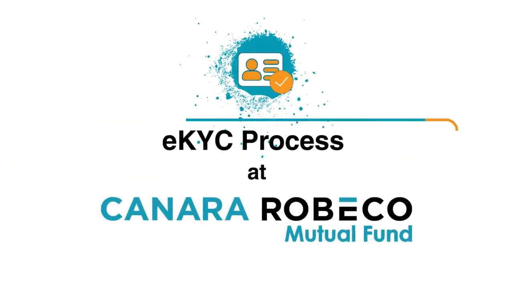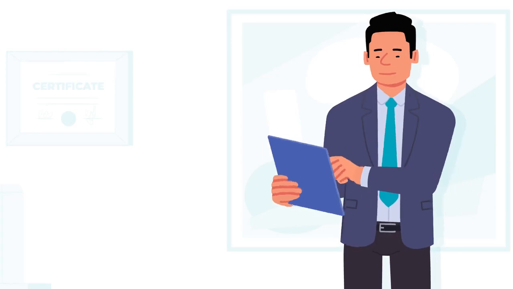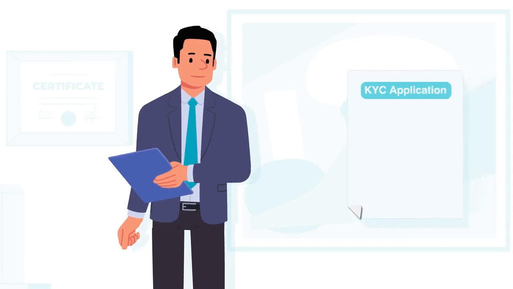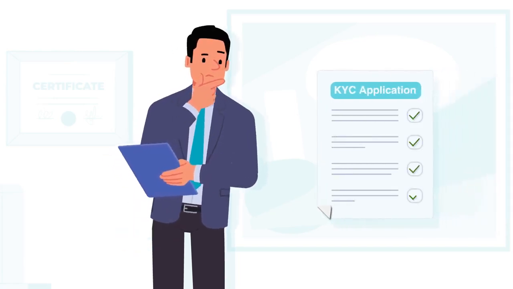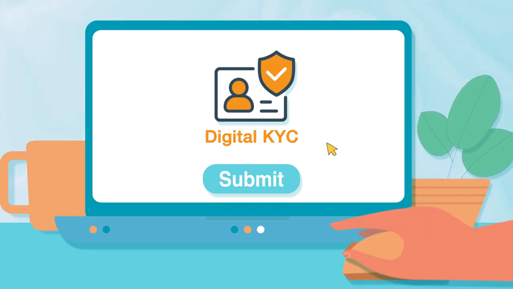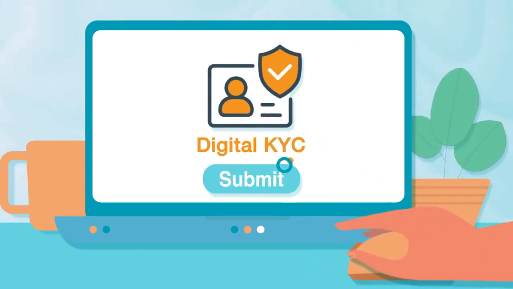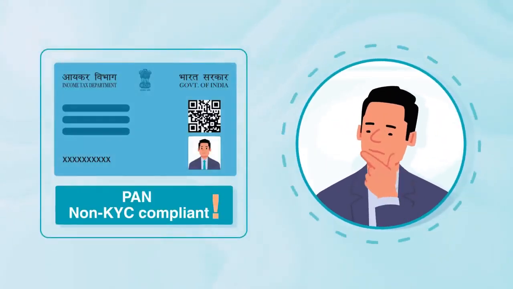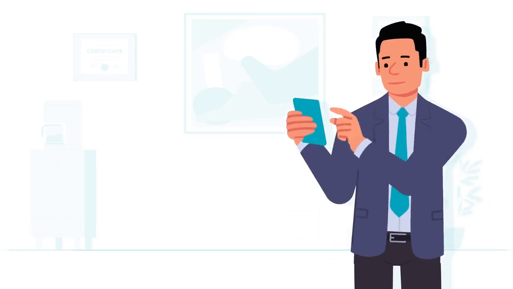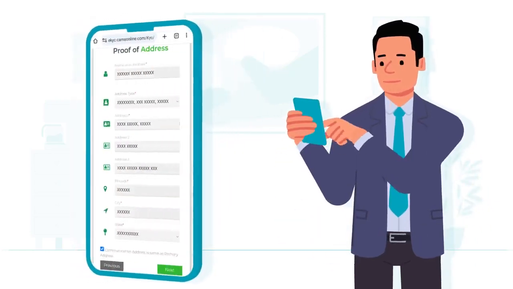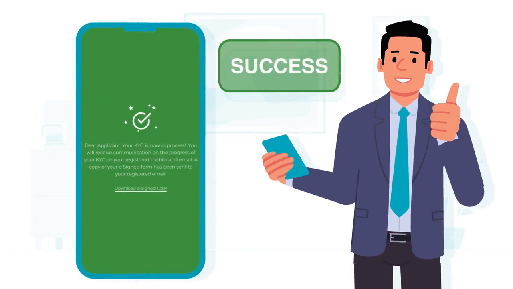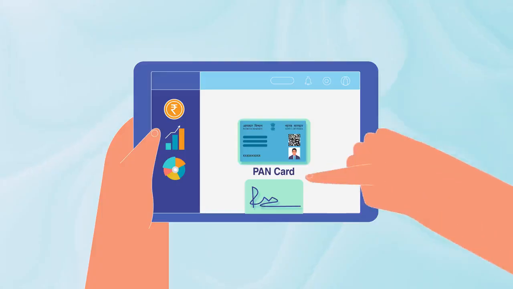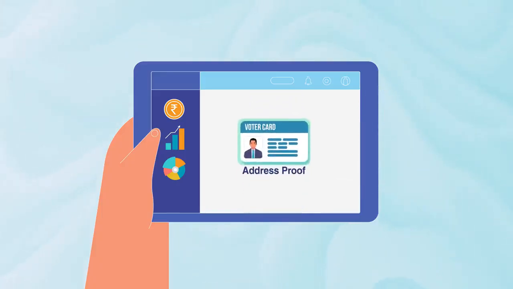eKYC process at Canara Robeco Mutual Fund. Investors looking to invest in mutual fund schemes are required to comply with the KYC norms applicable from time to time. For this purpose, Aadhaar or digital KYC will help such investors who are new to mutual funds and their PAN is non-KYC compliant. New investors can complete the eKYC process digitally without any hassles in a few easy steps without leaving the comfort of their home, if the documentary requirements are kept ready.